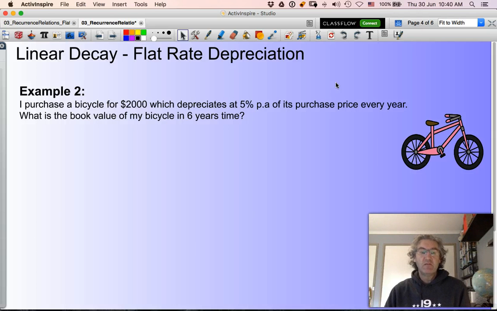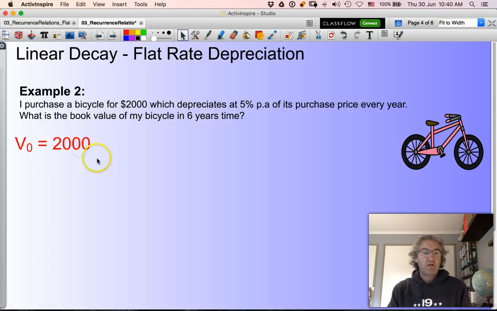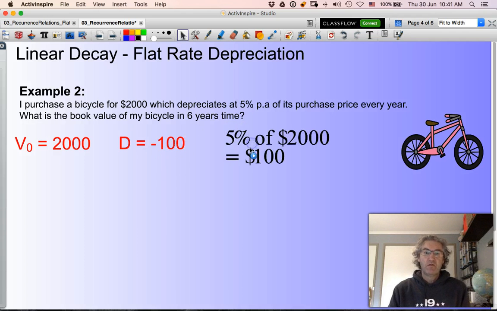So what I need to do is just think about in the back of my mind the recurrence sequence and the recurrence rule. So, my initial value, well, what did I purchase the bike at? $2,000, and it's going to go down in value by $100 every year. Now, you might be saying, how did I calculate that $100? Well, 5% of 2,000 is $100. In other words, we're depreciating it at 5% per annum of its purchase price, and the purchase price was $2,000.